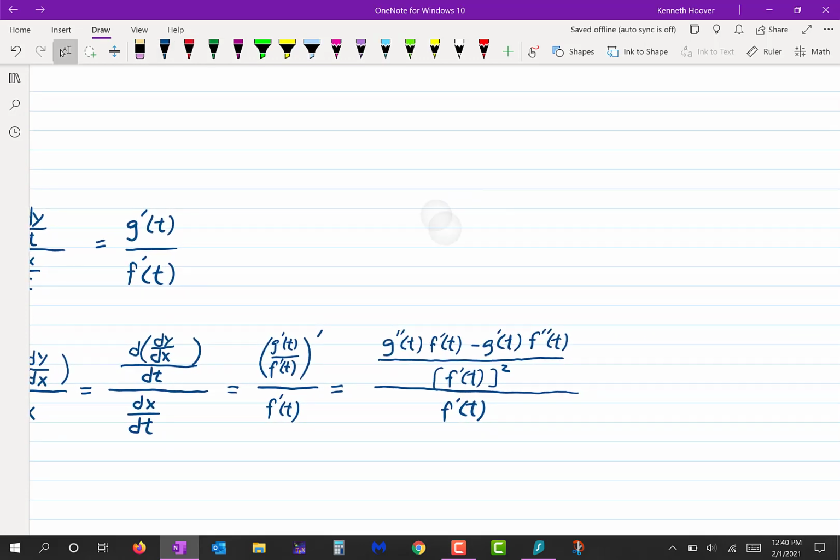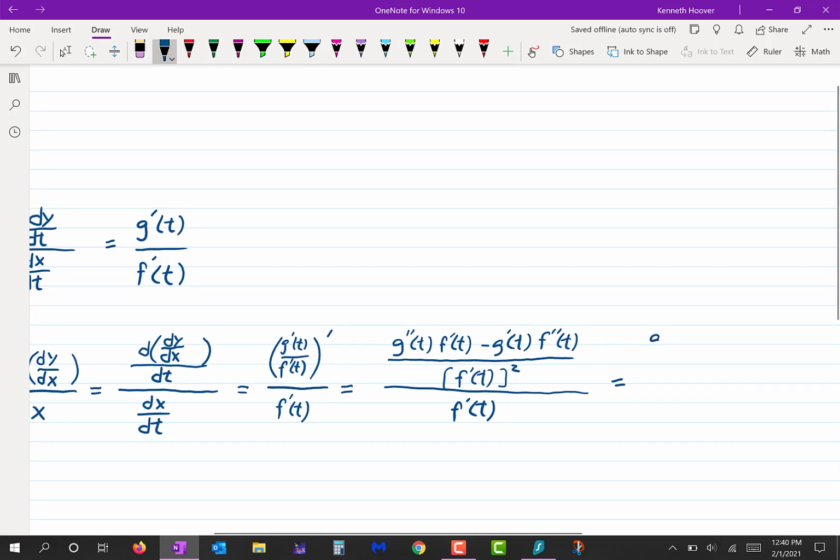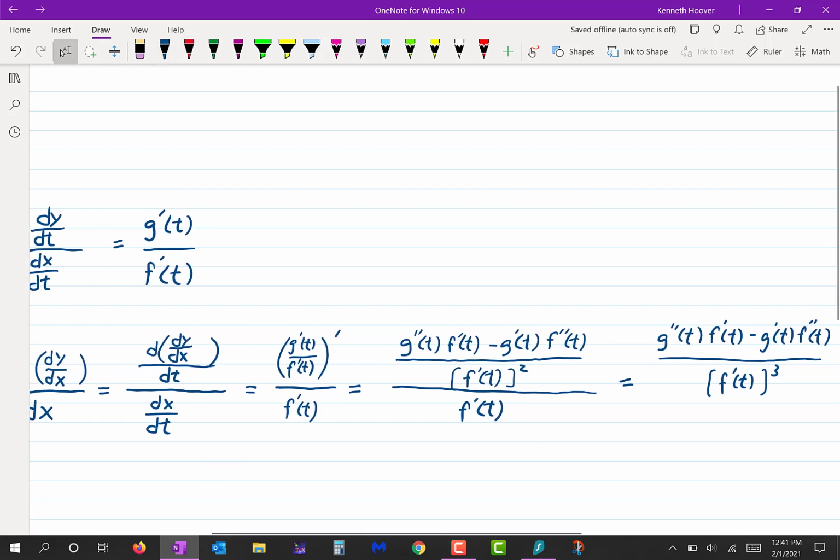You see, this is something that I think is a lot harder to remember. We have g double prime times f prime minus g prime times f double prime over f prime cubed. That certainly works, and you're welcome to memorize that definition. But myself, personally, I like this one better. Okay? I'll try to organize this nicely in a table at the end.